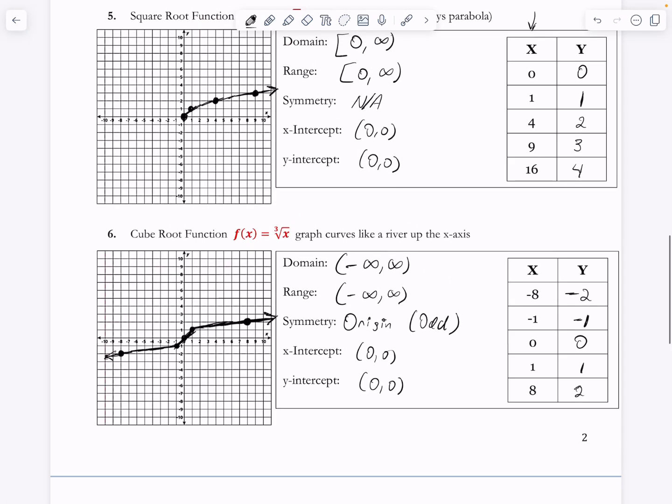All right, so these are the 6 parent functions that I need you to make sure you commit to memory and know how to sketch them if I ask you to sketch them.